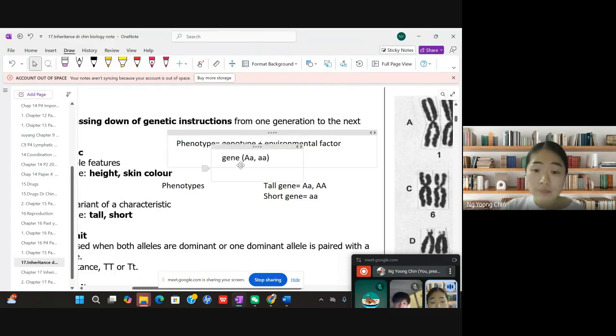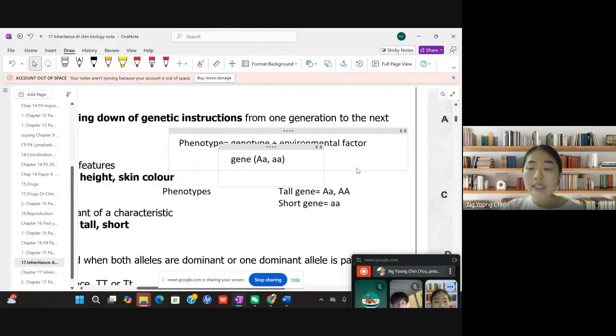Okay, so this is genotype. Yeah, this is genotype. And then how about environment factors? So an environment factor is any kind of factor that can influence the height of the person in their development stage.